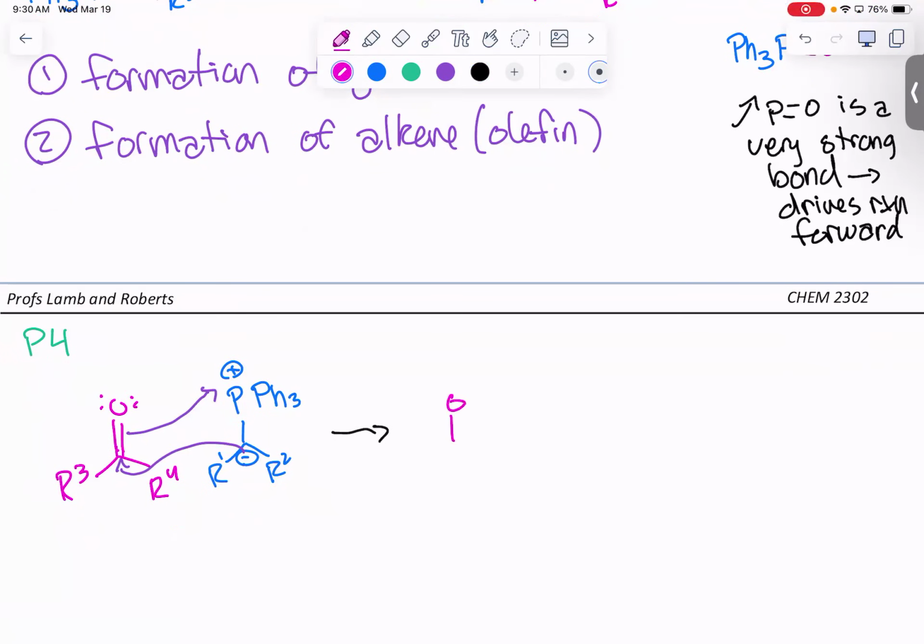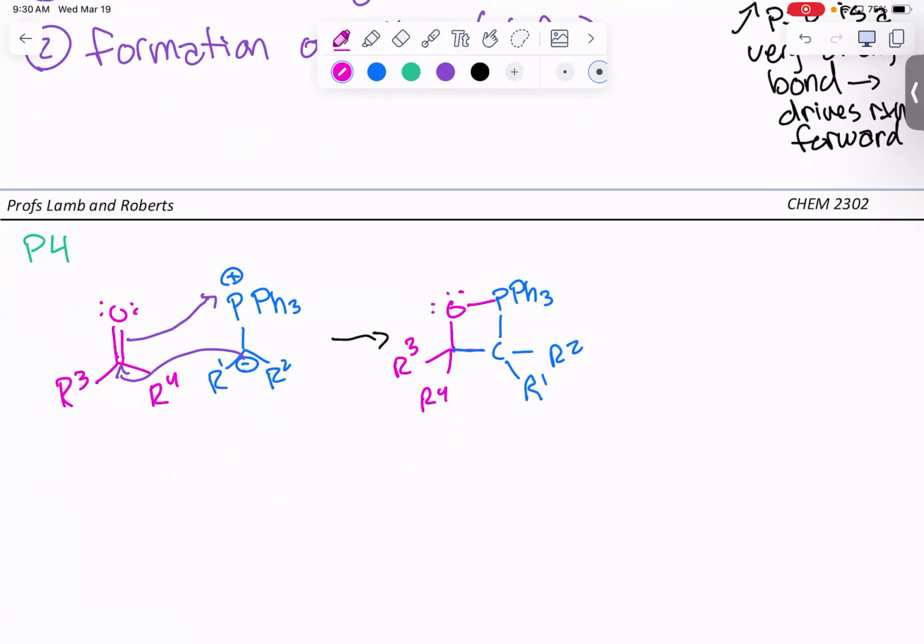So that means we have this interesting intermediate here, where we have a bond to our carbon, and a bond to our oxygen and phosphine. All right, so when we're looking at that, we just identified what the nucleophilic site is and the electrophilic site, all right? So this intermediate is called an oxaphosphetane.